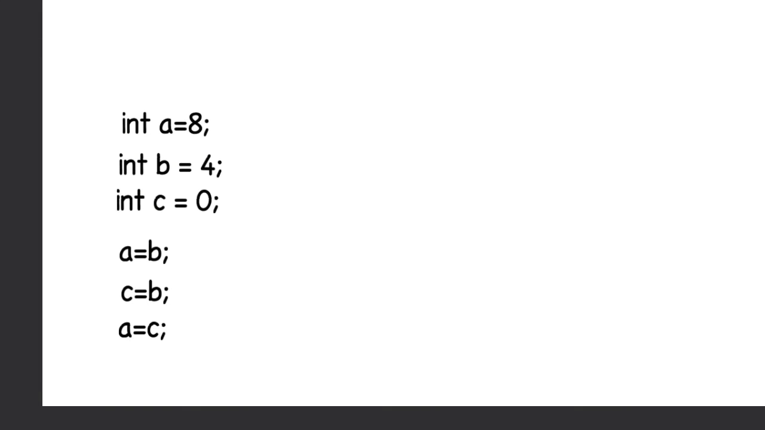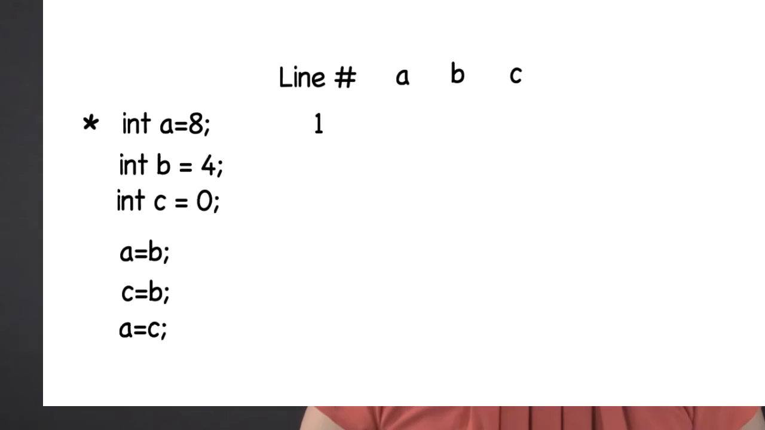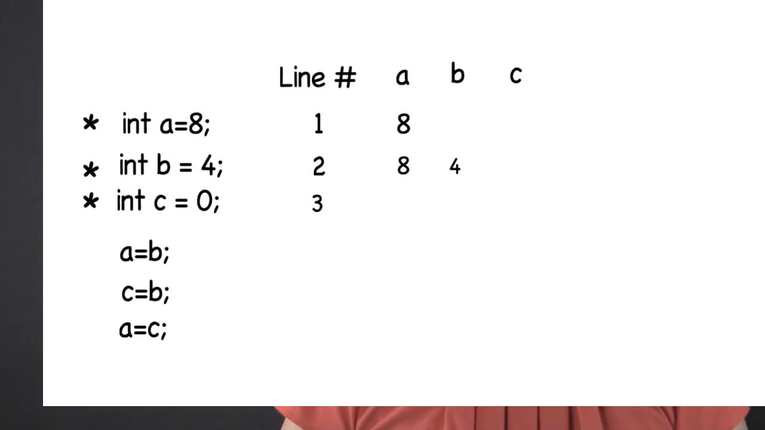One way of going about this is to write columns for each variable and record their current values as we go through each line of the code. A possible setup looks like this. We then go through the code line by line and mark the values of the variables as we go through each line. It might be useful for you to mark each line as you pass it with a little dot. Initially, after the first line, the value of a is 8.